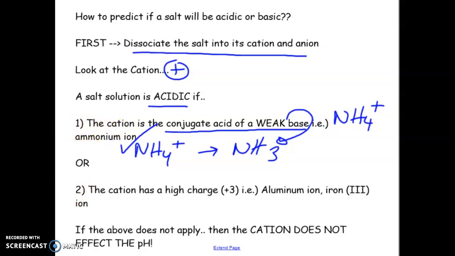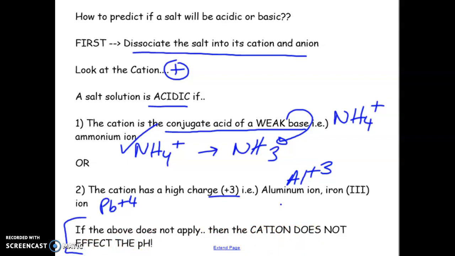The other option is if you have a cation with a charge of +3 or more. So +4, +5, whatever it happens to be. For example, aluminum ions are +3, iron 3, lead 4. As long as you have a charge of 3 or more, you will create an acidic solution. So let's say none of these criteria are met. What that would mean is that the cation is not hydrolyzing in water.